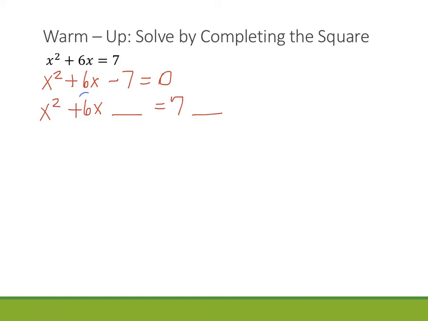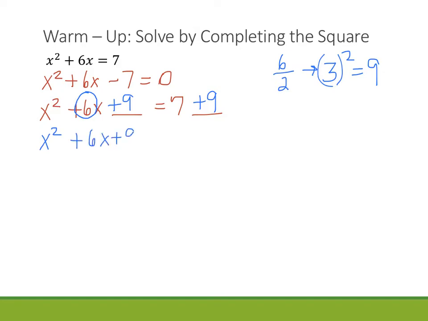Then we have to figure out what number I add. So I take the term in the middle, the b term, I divide it in half, which is 3, and I square that number, 9. And that tells me what number I should add to both sides of the equation. So what I have here is x squared plus 6x plus 9 is equal to 16.